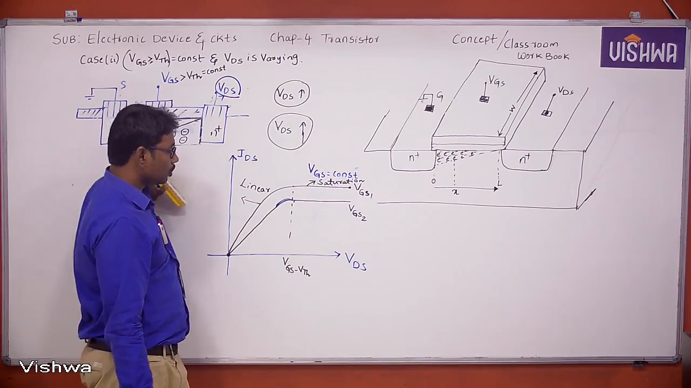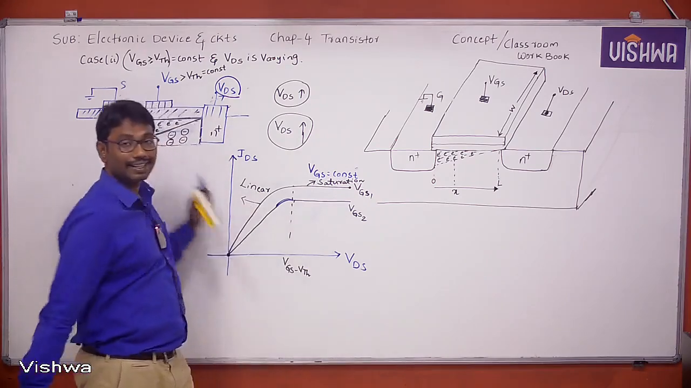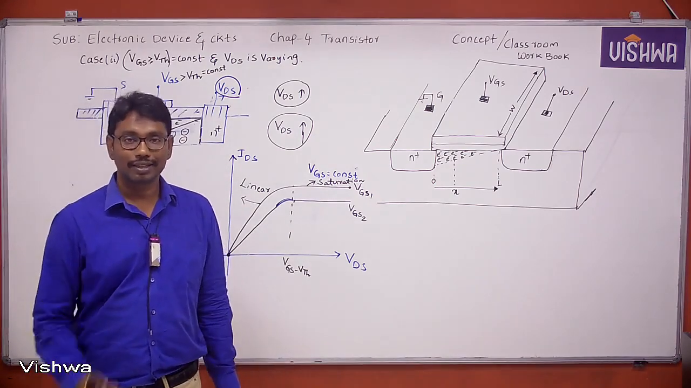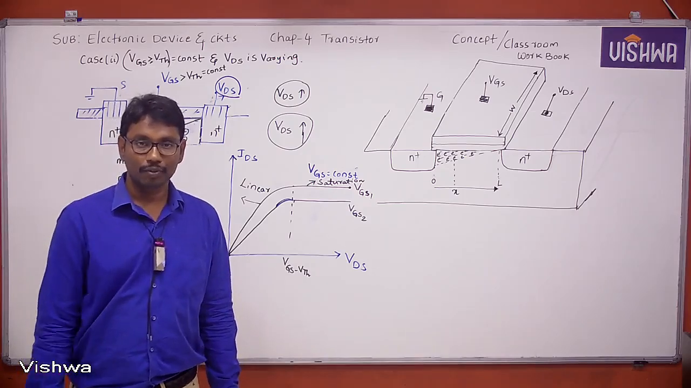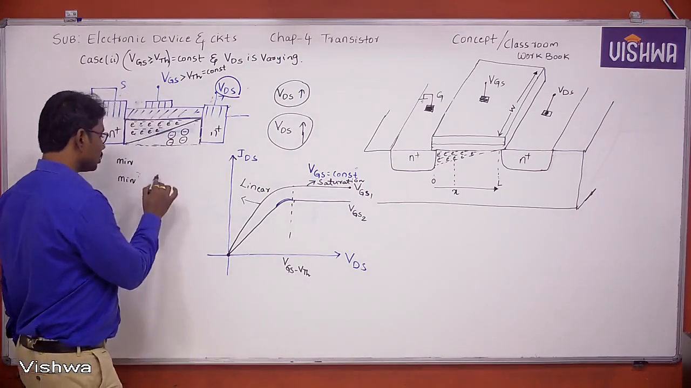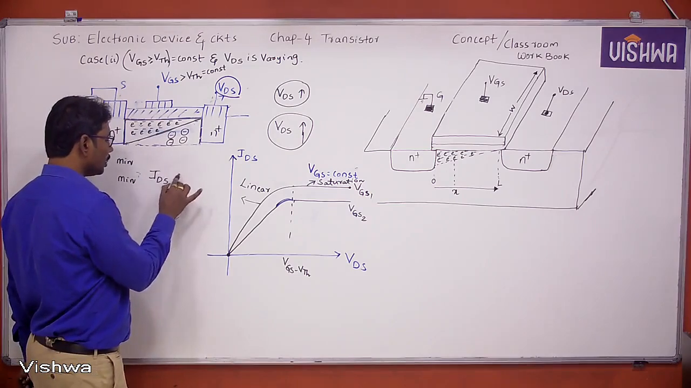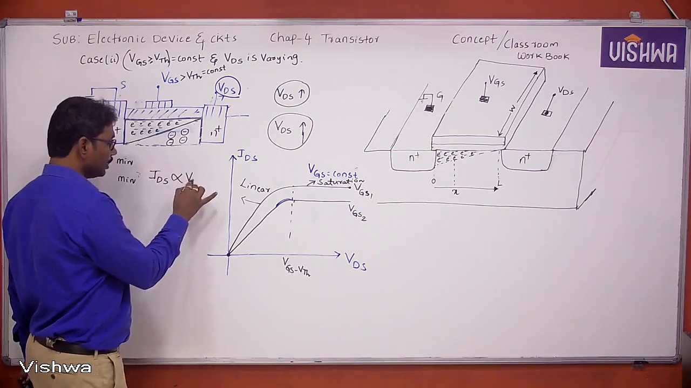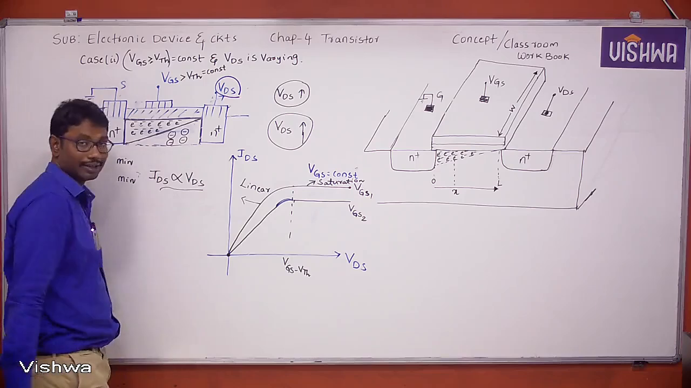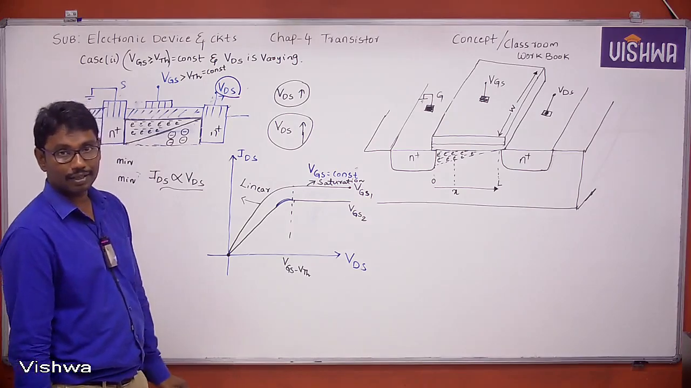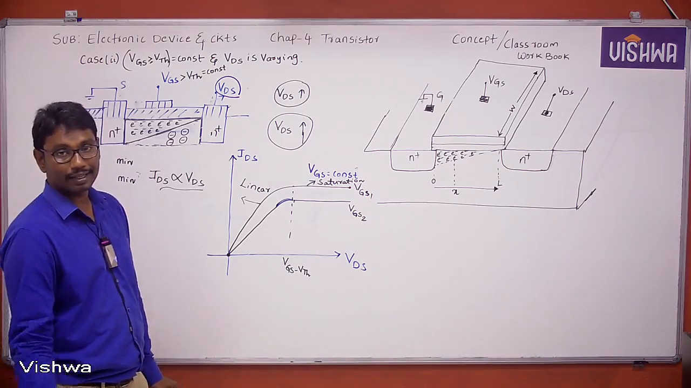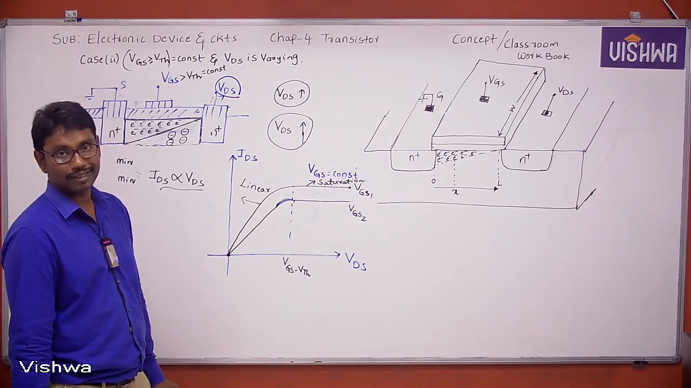Next one, coming to the linear region. What is the linear region actually? The linear region is nothing but the region in which the current IDS linearly increases with the VDS. That region is called the linear region. The current IDS linearly increases with VDS, it is called the linear region.